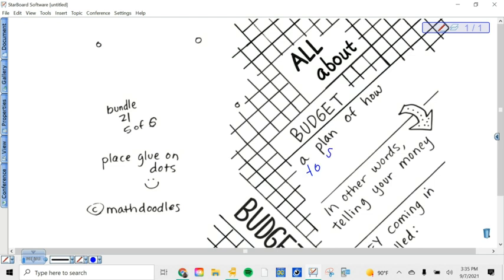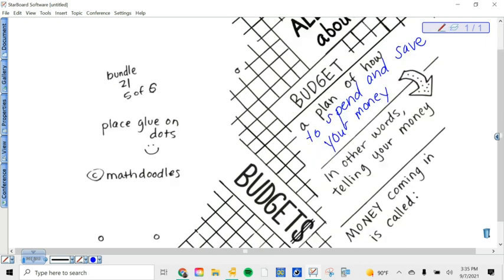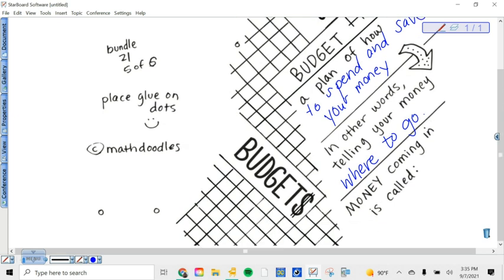And what else can you do with your money besides spending it? Save. Yeah, save it. So a plan of how to spend and save your money. So in other words, telling your money where to go. And what's money coming in called? Income. Income. All right, then you can flip to the inside.